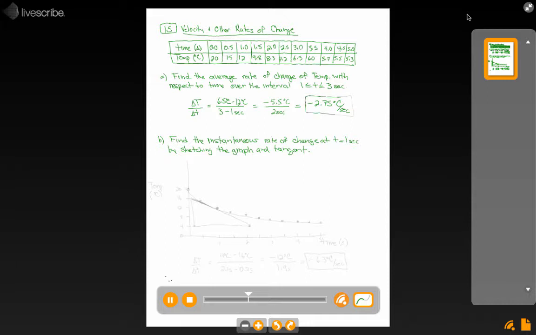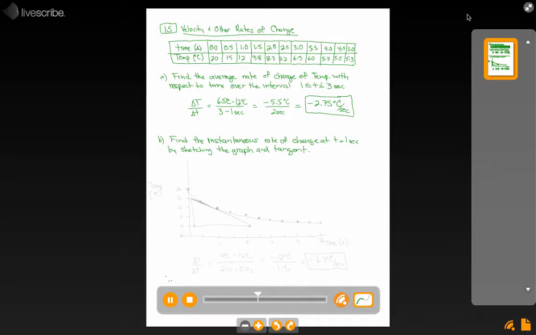So it's a rate, it's not a velocity this time. We've been talking about questions that were all velocity and speed and meters per second type stuff. This one is a rate of change, but it's a rate of change as temperature changes with respect to time. So basically it's saying that the temperature is dropping at 2.75 degrees Celsius per second.